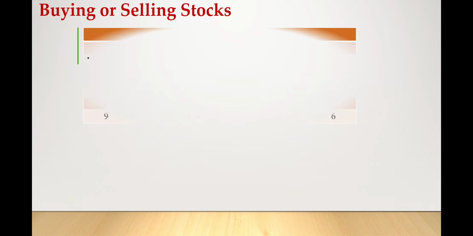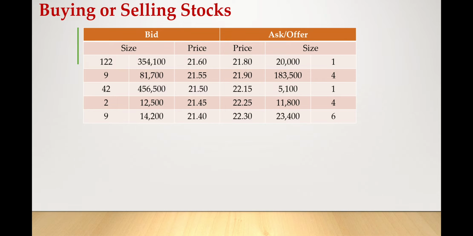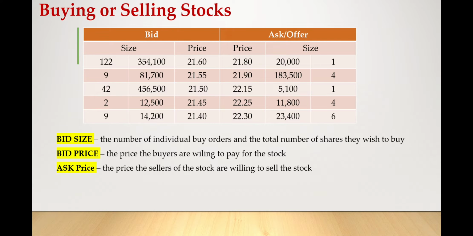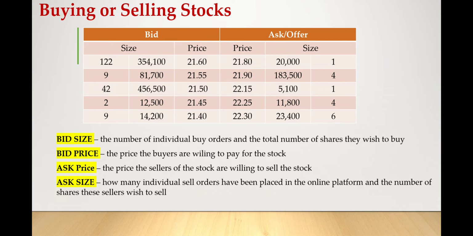For buying or selling stocks, we have here the table for bid, size, and price, and offer, price, and size. Bid size is the number of individual buy orders and the total number of shares they wish to buy. And bid price is the price the buyers are willing to pay for the stock. And ask price is the price the sellers of the stocks are willing to sell the stock at. And ask size is how many individual sell orders have been placed in the online platform and the number of shares these sellers wish to sell.